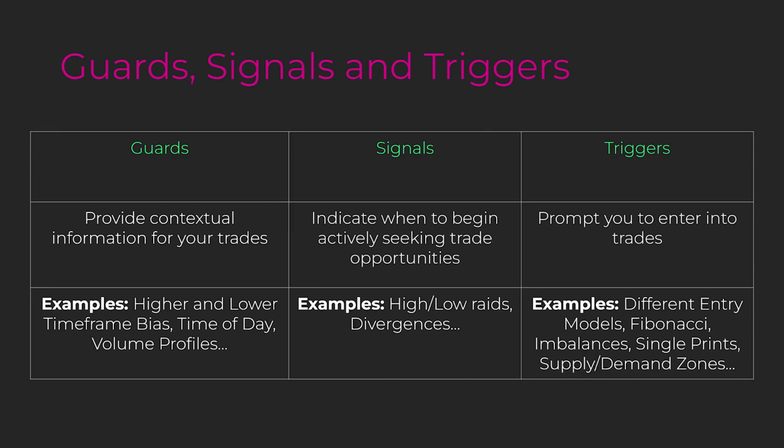Guards provide contextual information for your trades. Examples: higher and lower time frame bias, time of day, and volume profiles. Signals indicate when to begin actively seeking trade opportunities. Examples: highs and lows, divergences. And triggers prompt you to enter into trades. Examples: different entry models, Fibonacci, imbalances, single prints, and supply and demand zones.